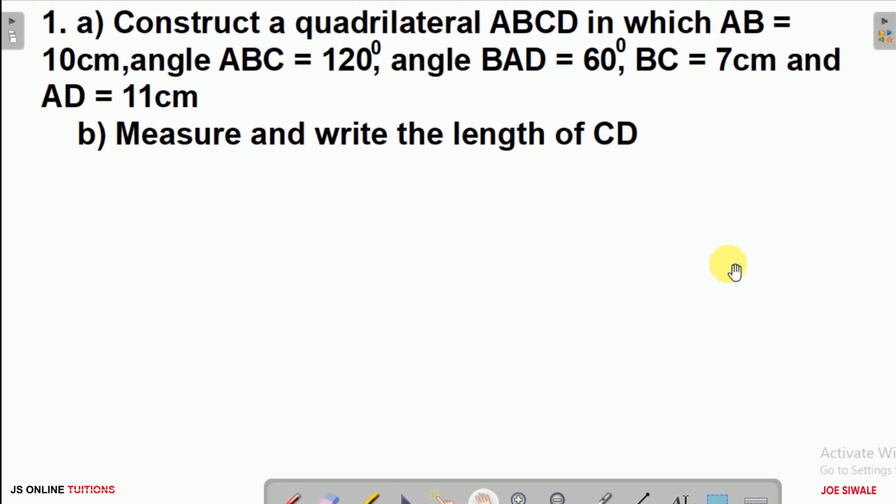So let us now look at the quadrilateral. A quadrilateral is a polygon that has got 4 sides, 4 vertices, and 4 angles. So we're going to use this example to construct a quadrilateral.